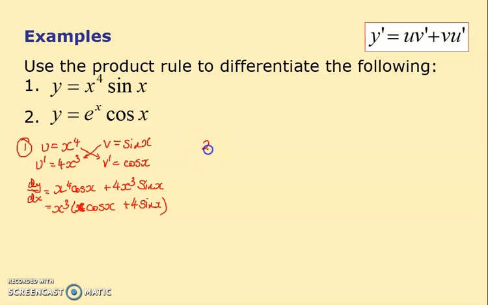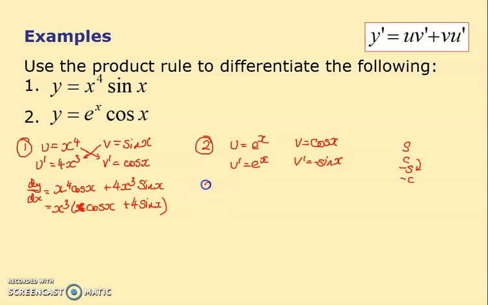And for the second one, let's just do this one as well. Again, u might as well be the e to the x. Now the nice thing about u dash then is it's still e to the x. If I write v equal to cos x, now again remember sine, cos, minus sine, minus cos, you can see cos becomes minus sine when I differentiate it.